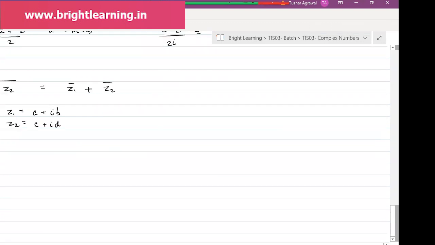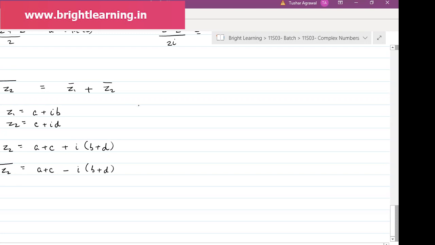Z1 plus Z2 will be what? We add the real parts together, A plus C, and I times the imaginary parts added together, B plus D. So what will be the LHS, Z1 plus Z2 complete conjugate? The real part we keep intact, no disturbance, and the imaginary part takes the complete opposite sign. So A plus C, and B plus D with a negative sign. This is my LHS, yes or no?